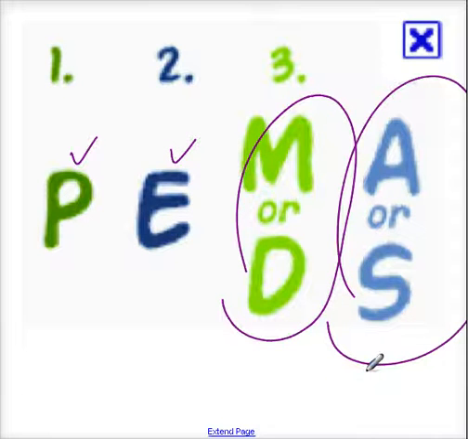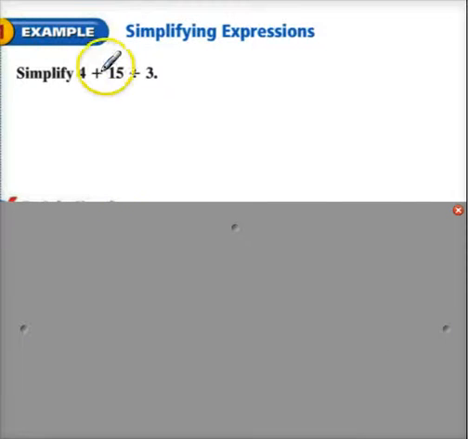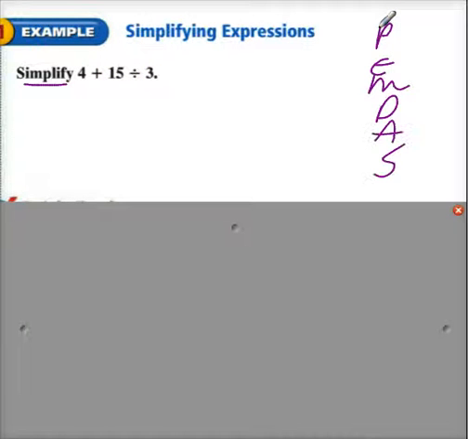Let's do an example together. 4 plus 15 divided by 3. So this is an expression. When they say simplify it, you want it in its most simplified form. Adding and dividing are the operations. Division comes before adding in our PEMDAS. Sometimes it's helpful to write that on your paper as you work.